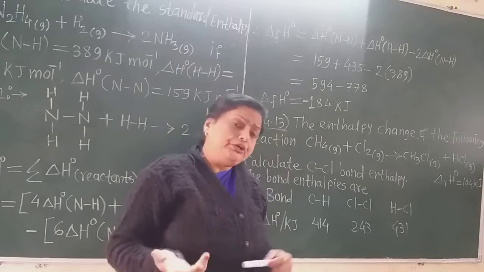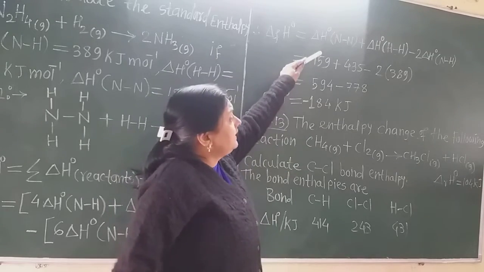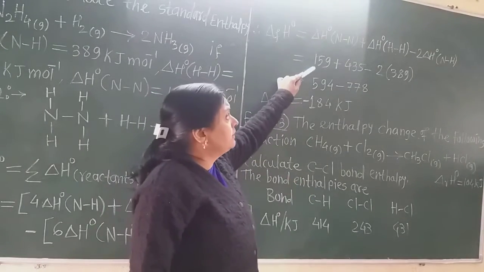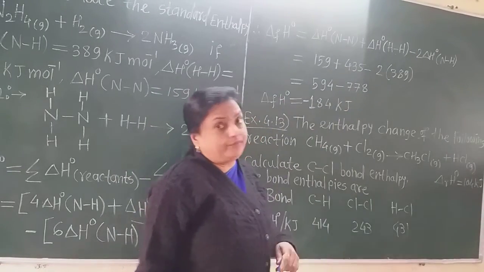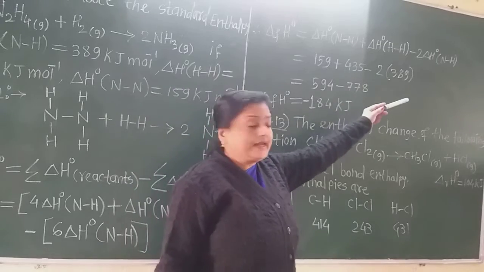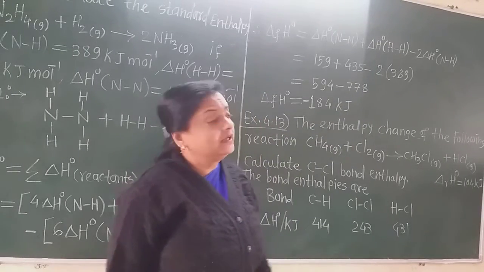Now only substitute the values. The N-N bond has the bond enthalpy 159 kilojoule, H-H bond has the bond enthalpy 435 kilojoule, and N-H bond has the bond enthalpy 389 kilojoule.